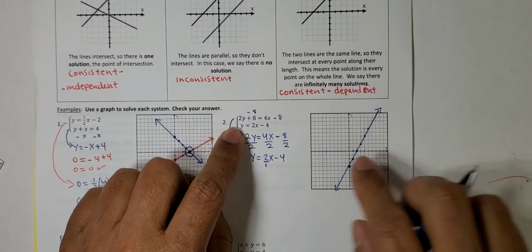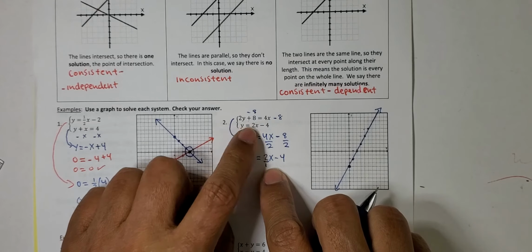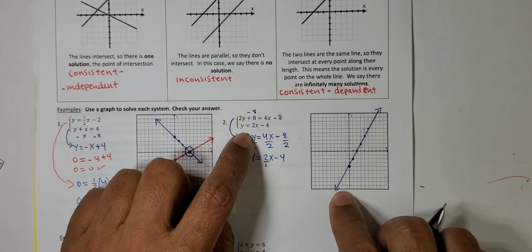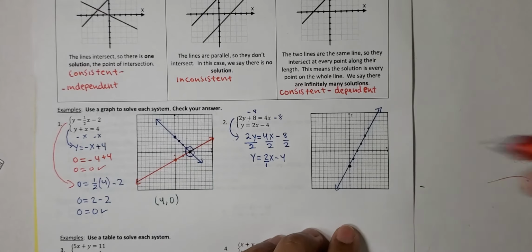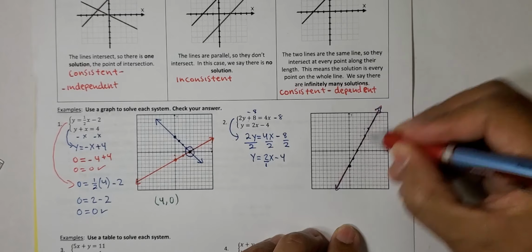The other equation is also y equals 2x minus 4. So what does that mean? See how they look the same? So what can we say in this case? How many solutions does this one have? If I graph this one, it's going to be the same line on top of this one here.